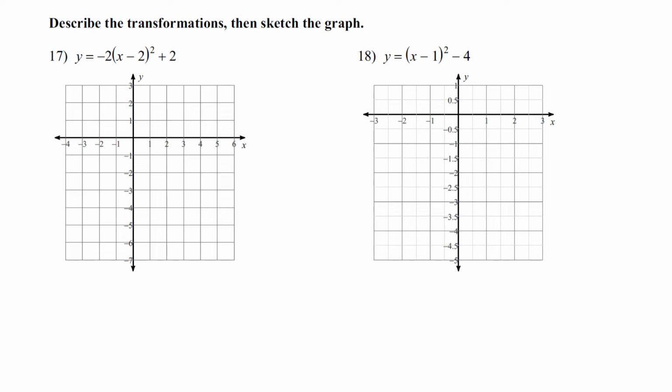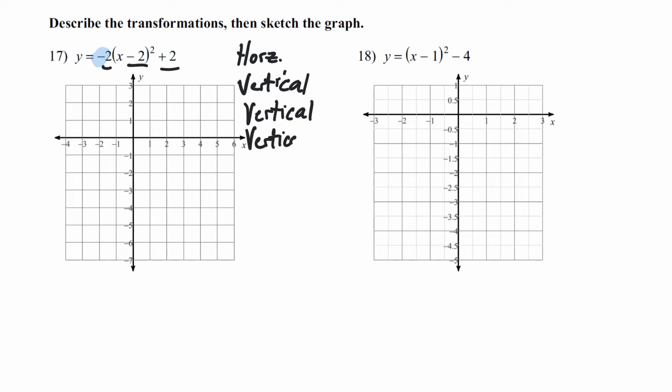We have something happening inside of a parentheses, which means we have something horizontal. We have something happening outside of a parentheses, which means we have something vertical. We have something else happening outside of a parentheses, which is vertical. And then the one that all of us might overlook is the negative sign. So we actually have 3 things happen vertically.